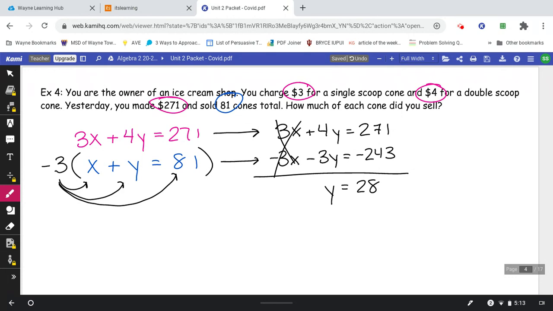So y actually was our double scoop. If you remember over here, we put our 4 next to our y, and our 4 was for our double scoop. So let's just make a little note that we had 28 double scoop cones.